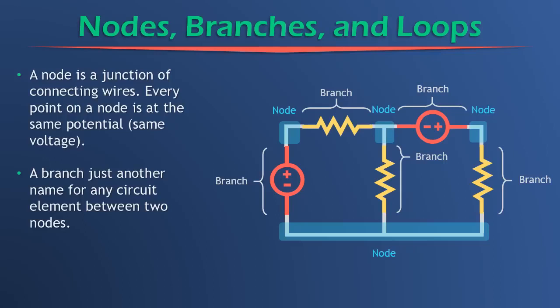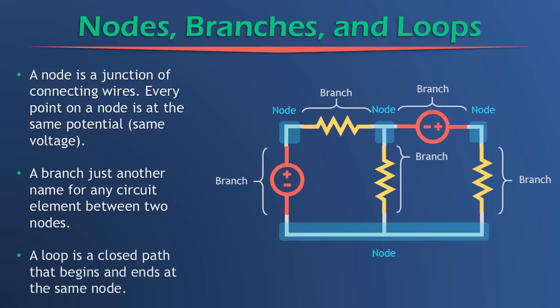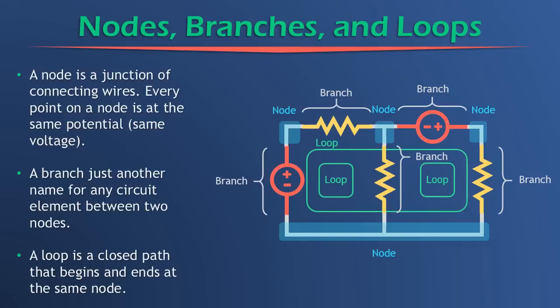Alright, so finally let's talk about loops. A loop is a closed path that begins and ends at the same node. And a loop can't pass through any node more than once. So here we have three different loops in this circuit. We have a small loop here. We have another small loop here. And then we have one big loop that encompasses the entire circuit. And these are all loops.